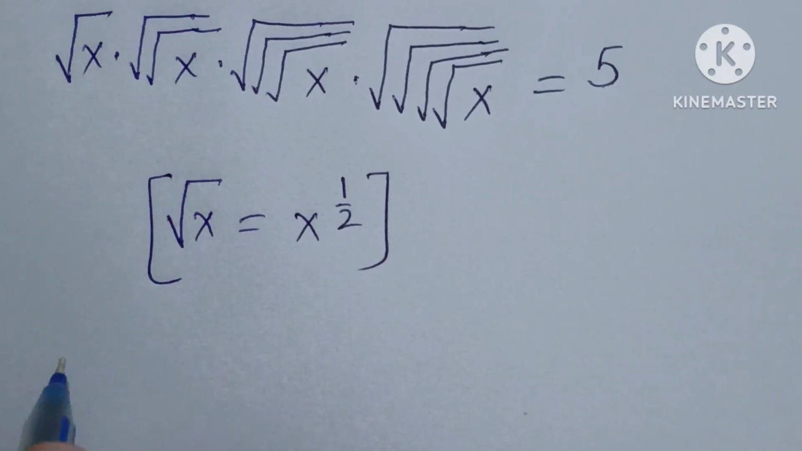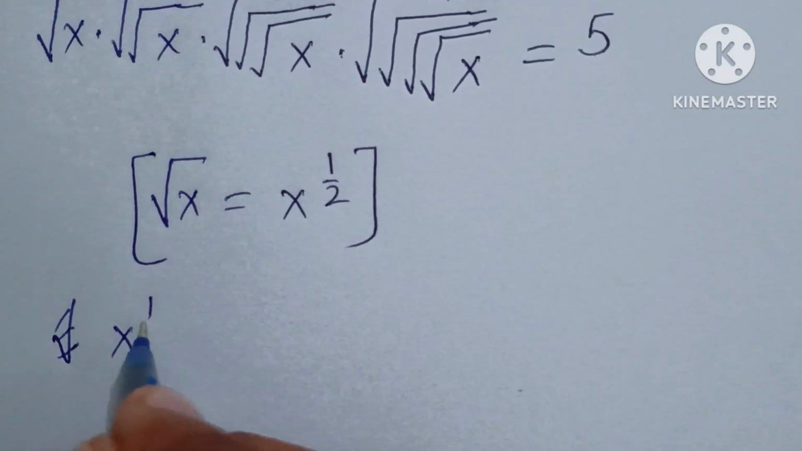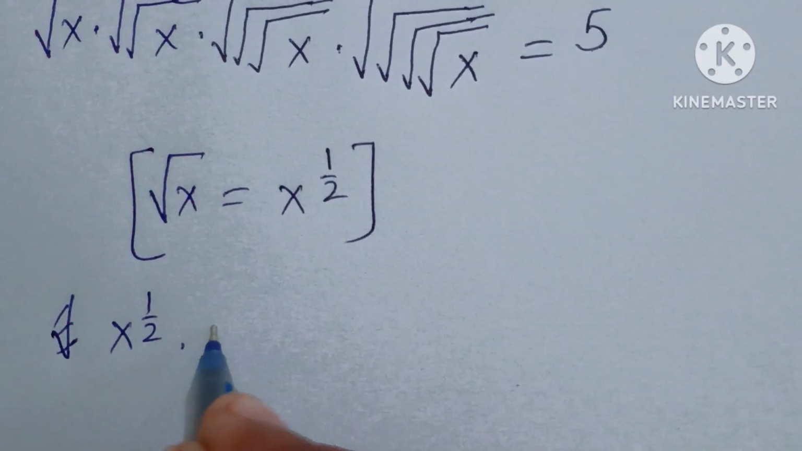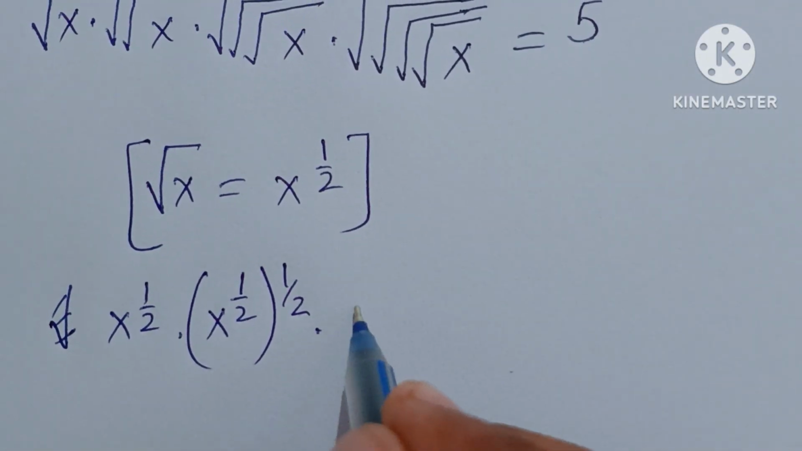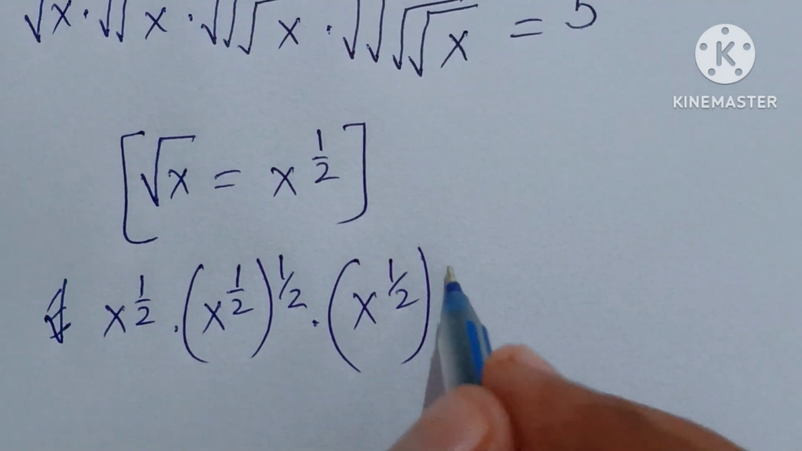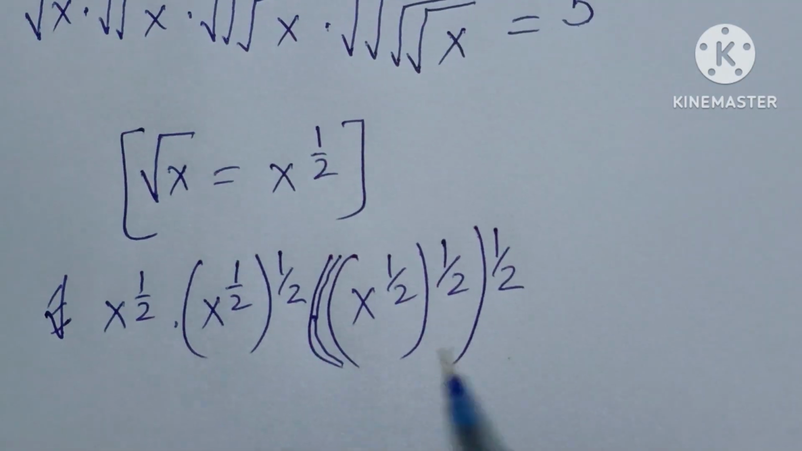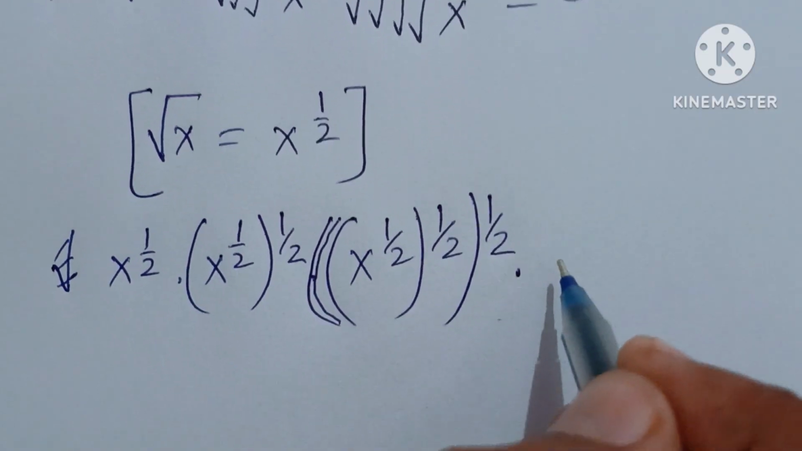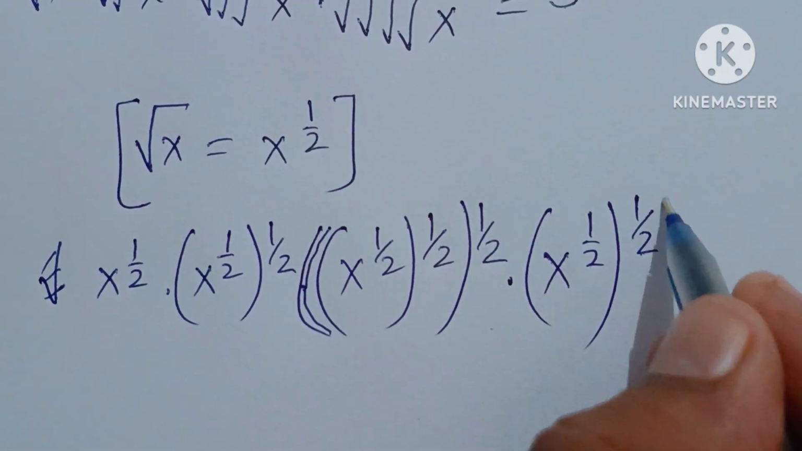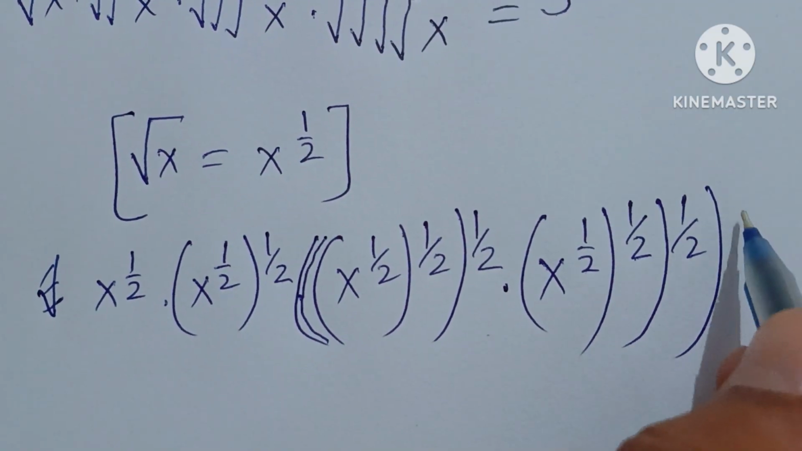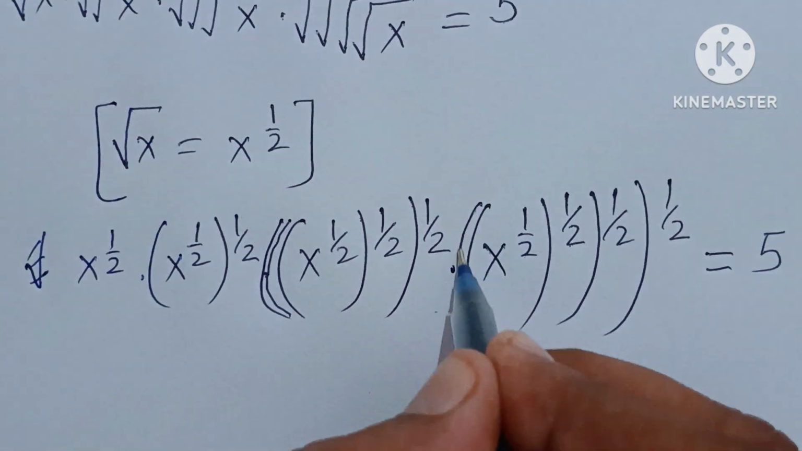Here under root x, we write x raised to the power 1 by 2, into x raised to the power 1 by 2 raised to the power 1 by 2, into x raised to the power 1 by 2 raised to the power 1 by 2 raised to the power 1 by 2, into x raised to the power 1 by 2 into 1 by 2 into 1 by 2 into 1 by 2 is equal to 5. Here we can write like that.